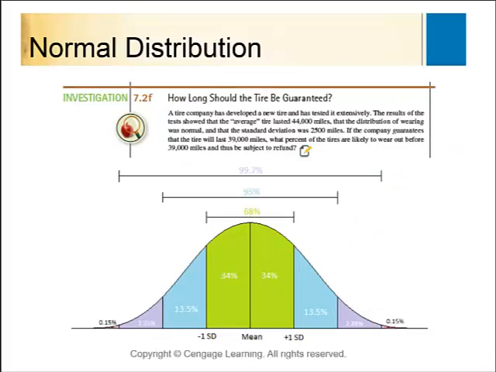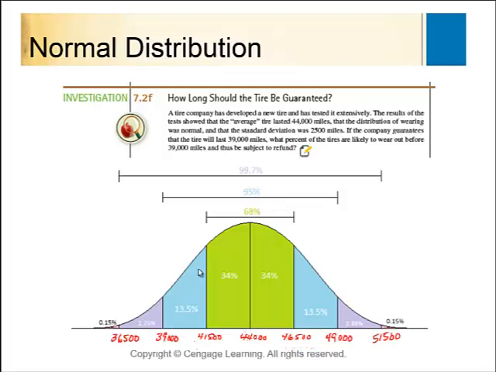Another one, it doesn't really matter what it is you're looking at, whether you're looking at IQ scores or how long a tire lasts or a light bulb lasts or whatever. So if the mean is 44,000 and the standard deviation is 2,500 miles, then you just add 2,500. So let me get that out of here. So that would be 46.5 here. Add another 2,500, and I'll mark all of those as we go through.